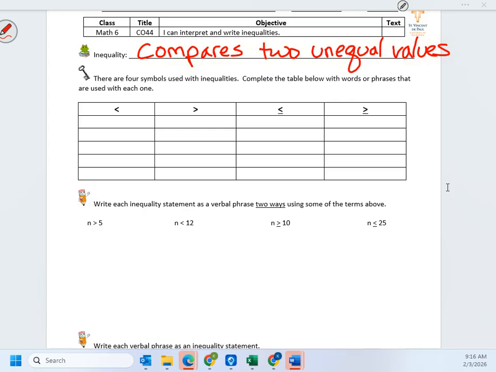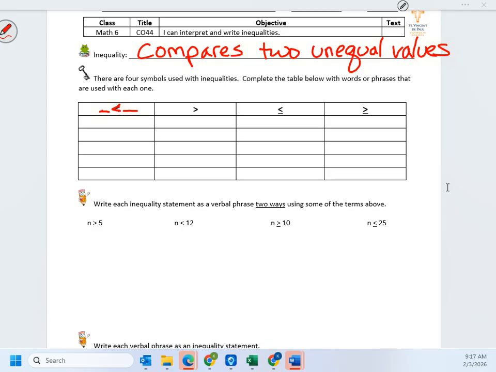So if we look at our first symbol, what do we call that symbol? Rhoda? Less than. The way we know it's less than is we read from left to right. So we've got the left side, and then we can see that the open part is on the right side. So that means the left is less than the right. We always look at it like that symbol is an alligator's mouth. The alligator wants to eat up the bigger size, right? It wants more food. So that open part is always going to be by the bigger number.